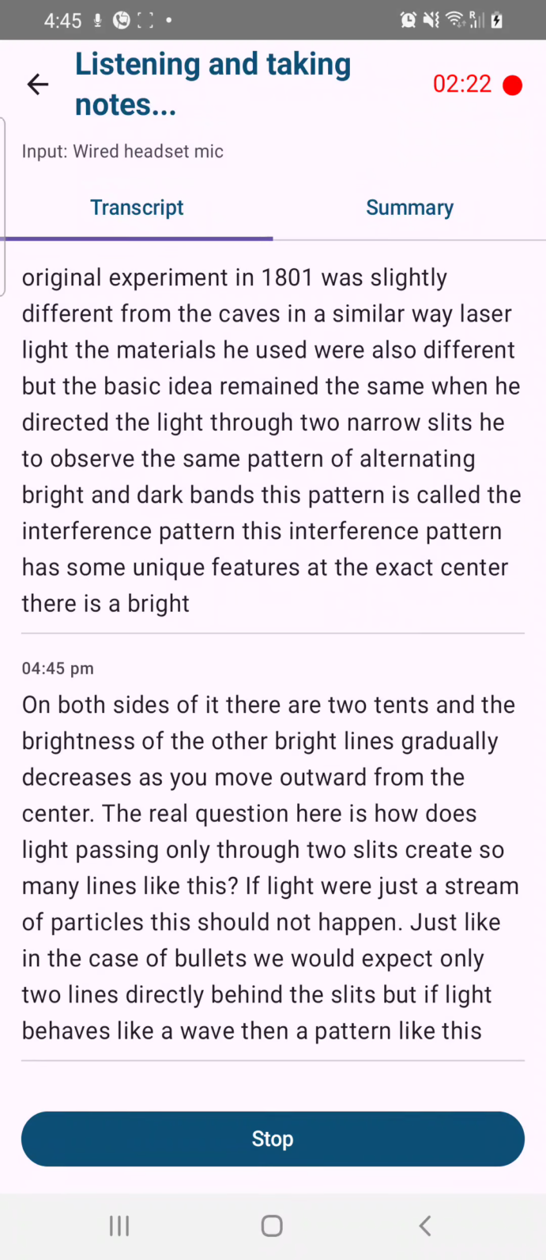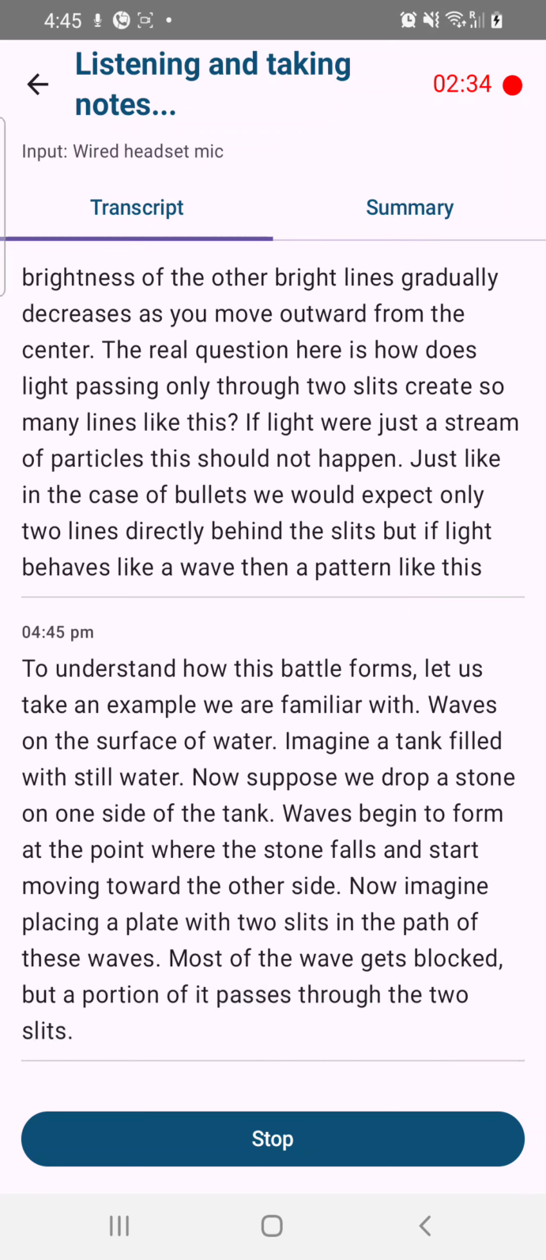Now imagine placing a plate with two slits in the path of these waves. Most of the wave gets blocked, but a portion of it passes through the two slits. What happens next is interesting. From each slit, a new wavefront emerges, as if the slits have become two new sources of waves. As these two wavefronts move forward, they begin to overlap.